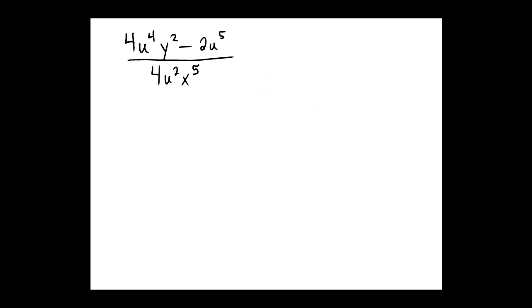Okay, pause the video and try this problem. 4u to the fourth y squared minus 2u to the fifth over 4u squared x to the fifth. This should have felt pretty similar to what we did before. However, this time we flipped things in a different order. This time, the denominator is untouched. It's the monomial 4u squared x to the fifth.